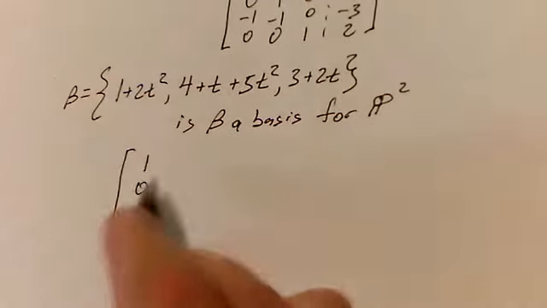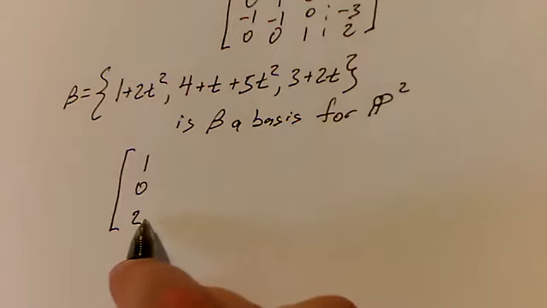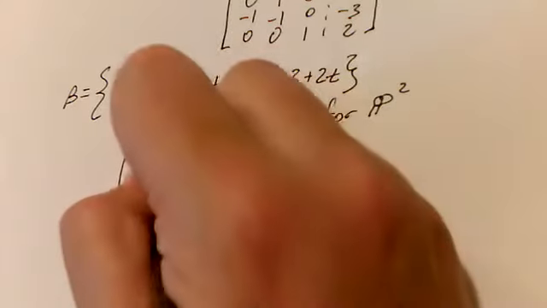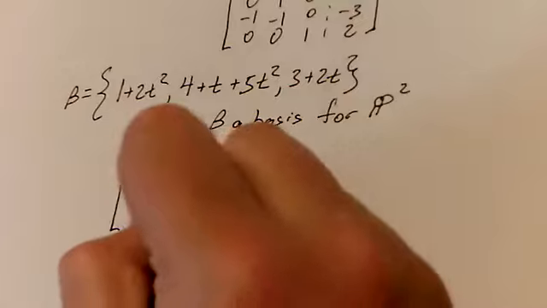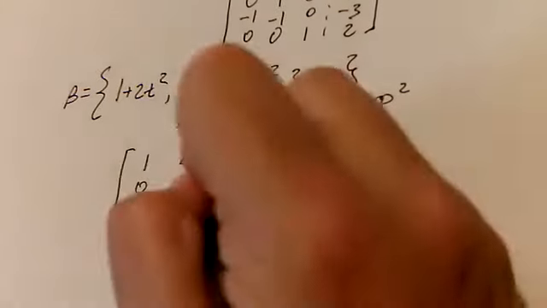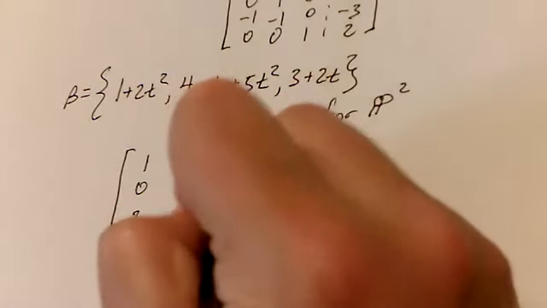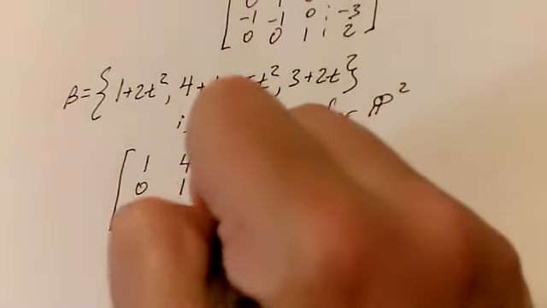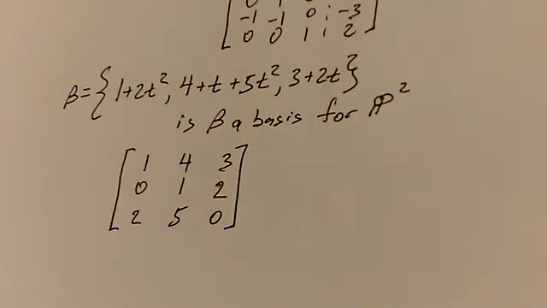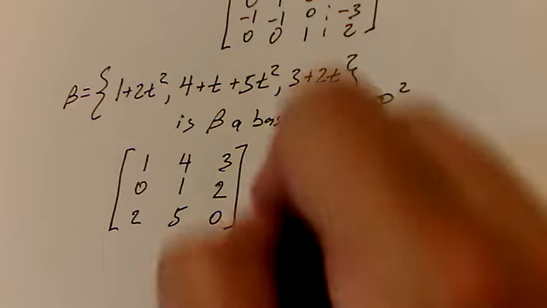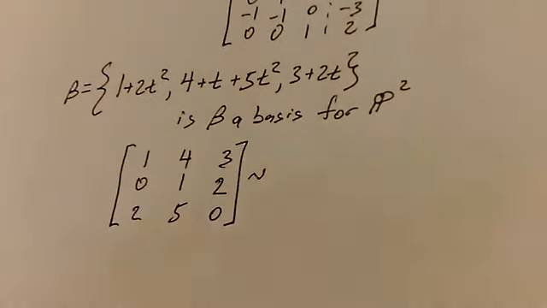So my first vector here is 1, 0, 2, because I have 1 copy of 1, no t, and 2t squared. Second one, I'm going to have 4, 1t, and 5t squared. Third one, I've got 3, 2t, and no copies of t squared. Row operations. Do your row reduction on this. Check and be careful. Make sure you get everything right.